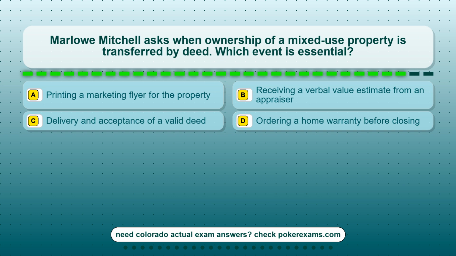Question 16. Marlo Mitchell asks when ownership of a mixed-use property is transferred by deed. Which event is essential? Option A. Printing a marketing flyer for the property. Option B. Receiving a verbal value estimate from an appraiser. Option C. Delivery and acceptance of a valid deed. Option D. Ordering a home warranty before closing.